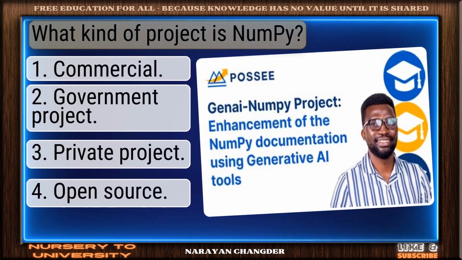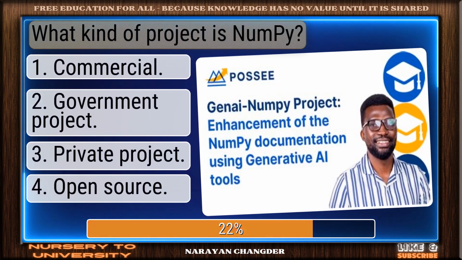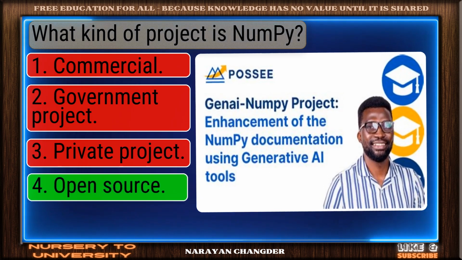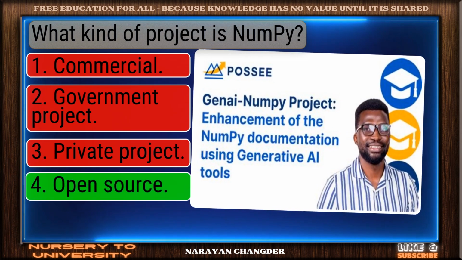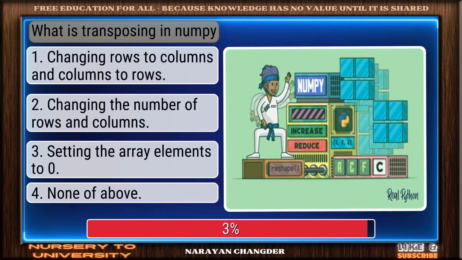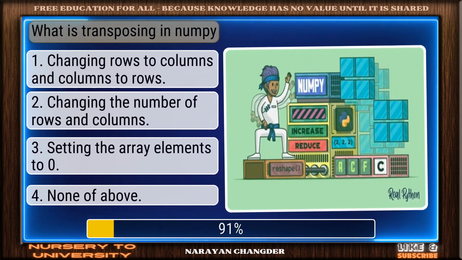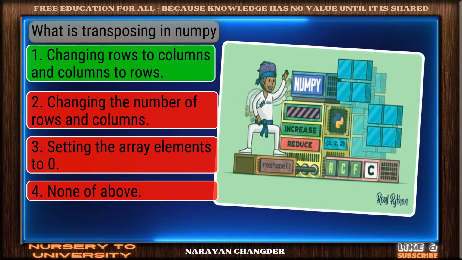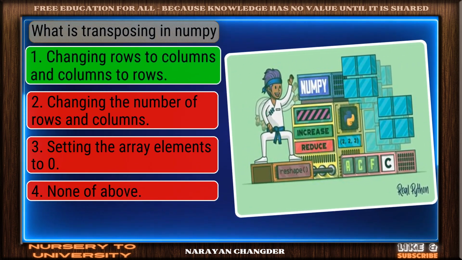Question number 65. What kind of project is Numpy? You chose open source, and it is correct. Question number 66. What is transposing in Numpy? Well picked. Changing rows to columns and columns to rows is the correct answer.